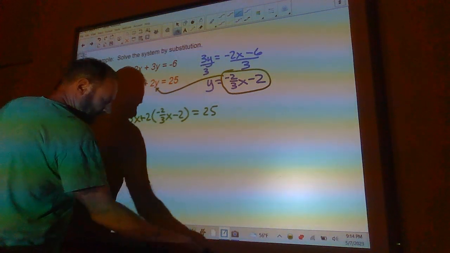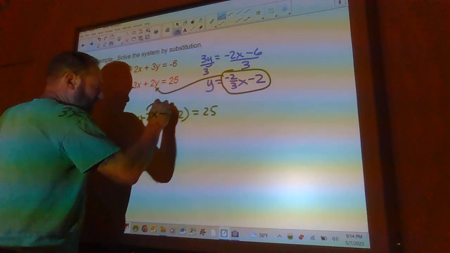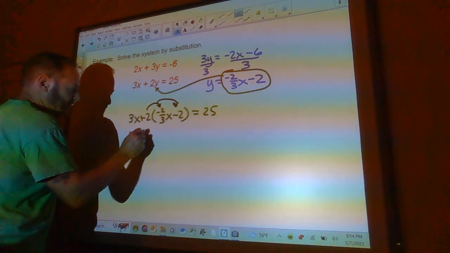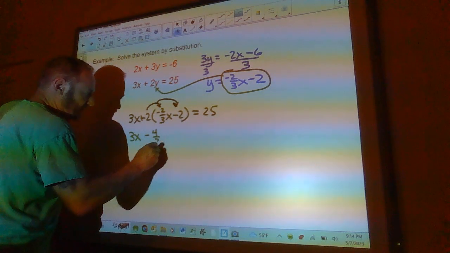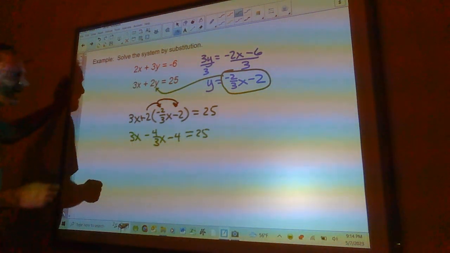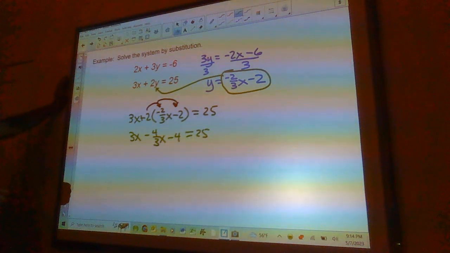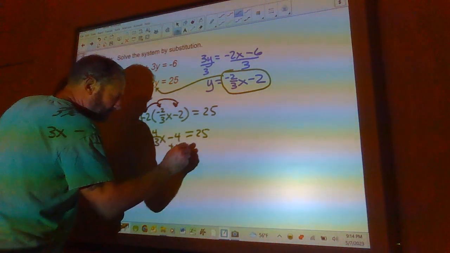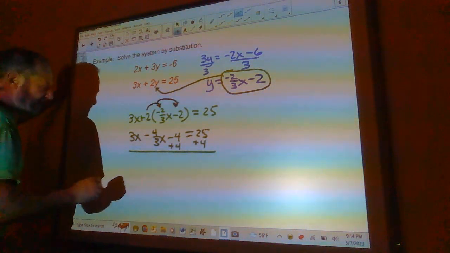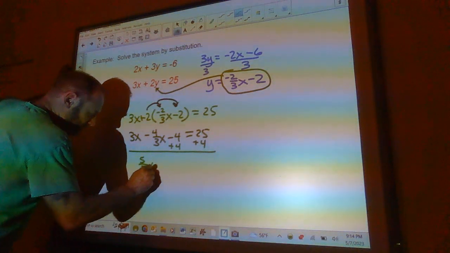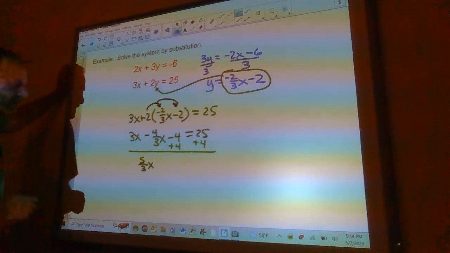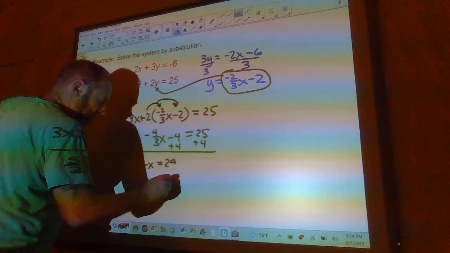And now I'm going to go ahead and distribute the 2 in here. So I get 3x minus 4/3 x minus 4 equals 25. Now I'm going to add 4, and I'm going to combine these like terms. So that's going to be 5/3 x. So 3 would be 9/3, minus 4/3 would be 5/3. That's going to equal 29.